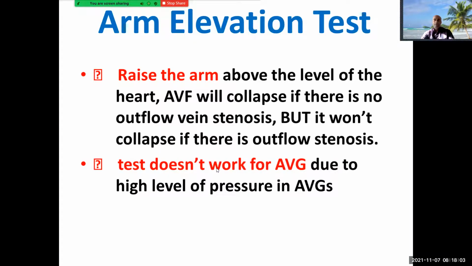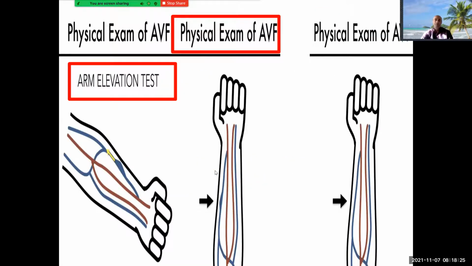Arm elevation: raise the arm above the level of the heart. A fistula will collapse if there is no outflow vein stenosis, but it won't collapse if there is outflow stenosis. This doesn't work for an AV graft due to the high level of pressure in an AV graft, because you have high venous pressure.